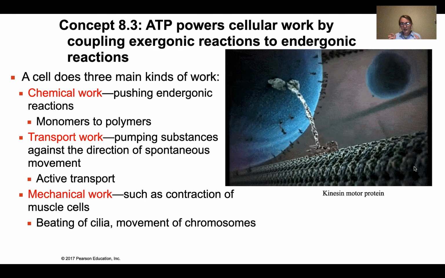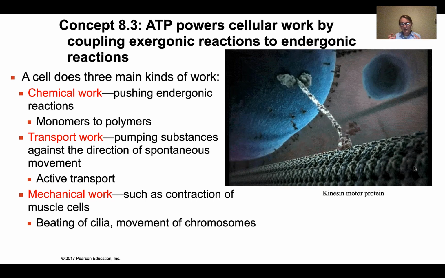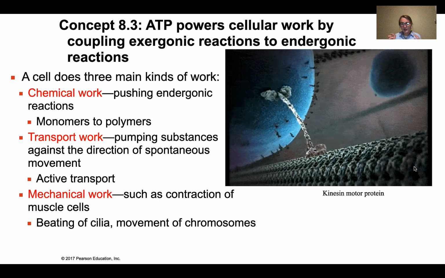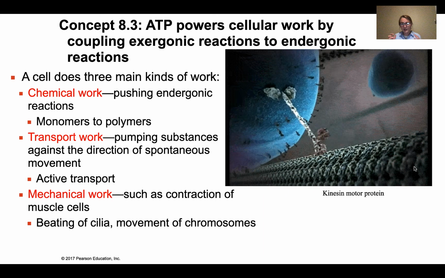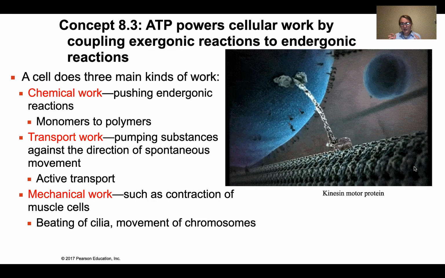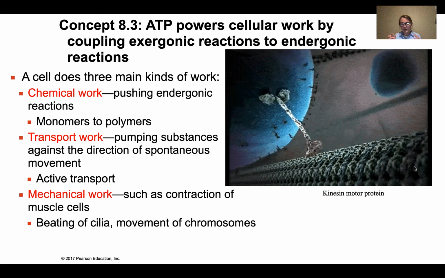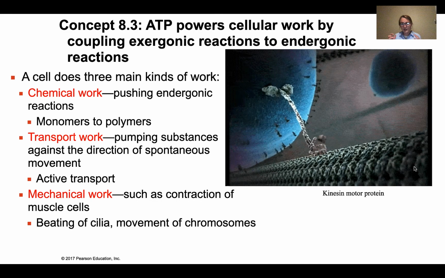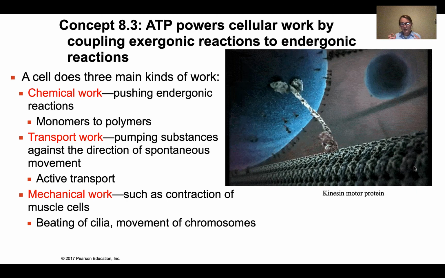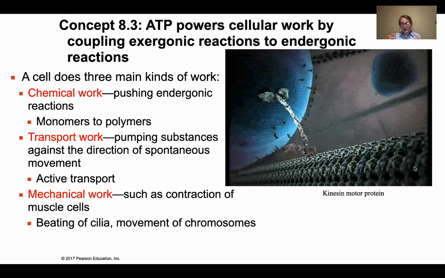So there's three main types of work that our cells perform. There's chemical work. So this is like rearranging monomers to polymers. There's transport work. We're pumping substances across the membrane, or we're pumping things against the direction of spontaneous movement, against their concentration gradients. So an example of that we know from last unit is active transport. Our cells also perform mechanical work, like the contraction of muscle cells, or our cilia beating, or the chromosomes moving across the cell in anaphase of mitosis. We'll get into all of that later.